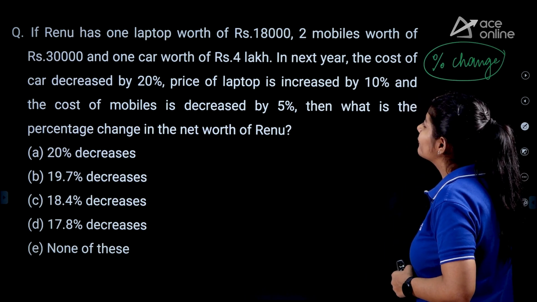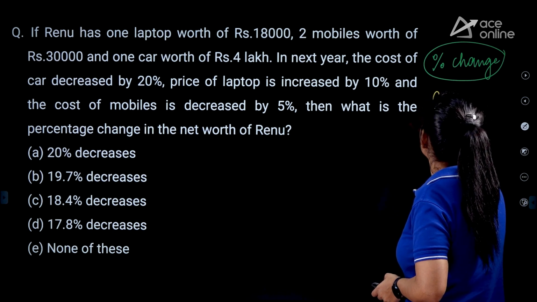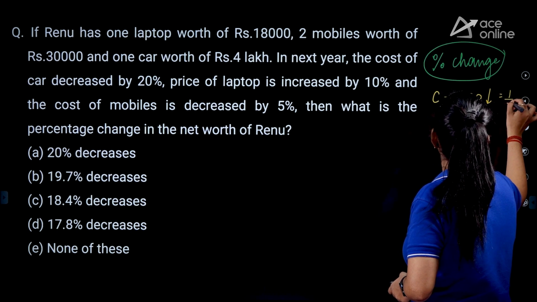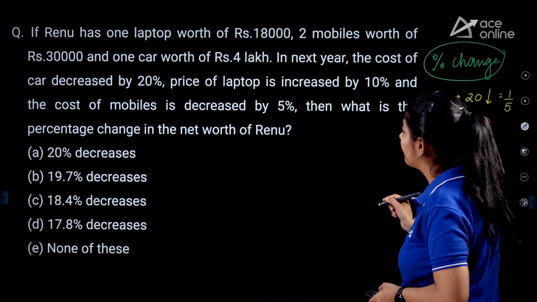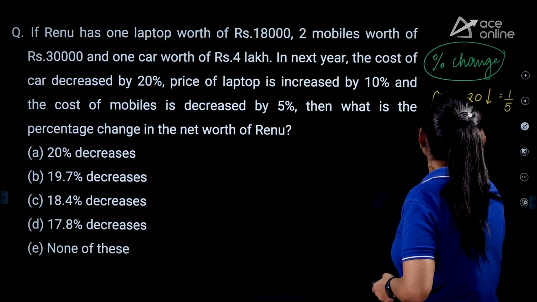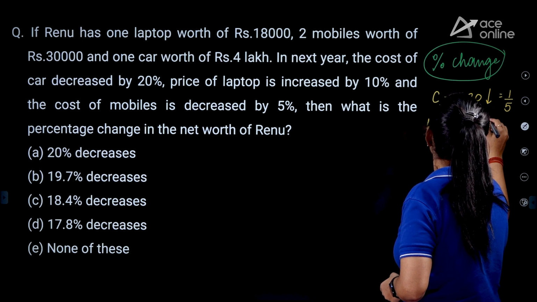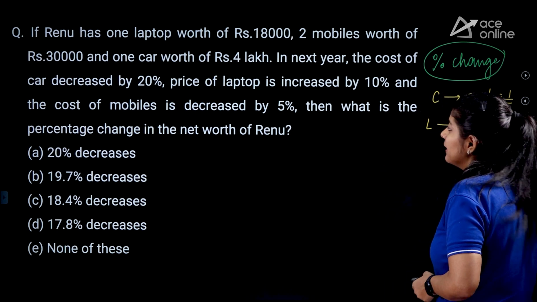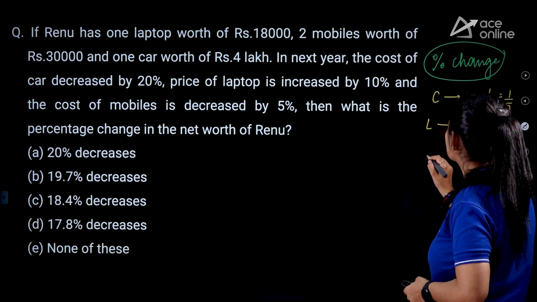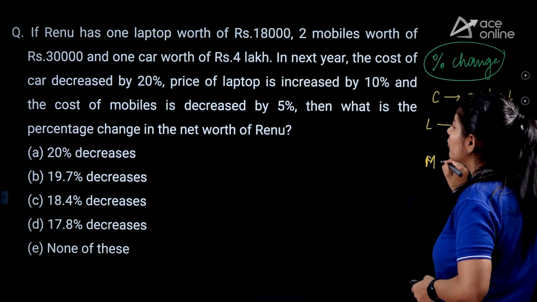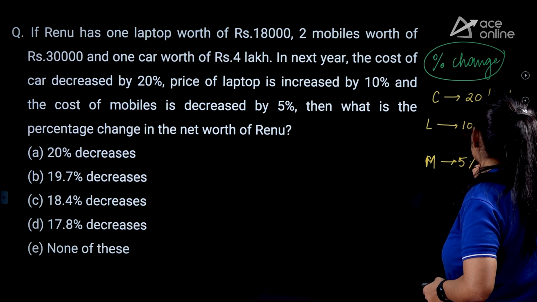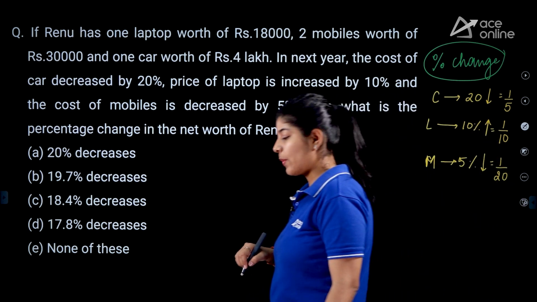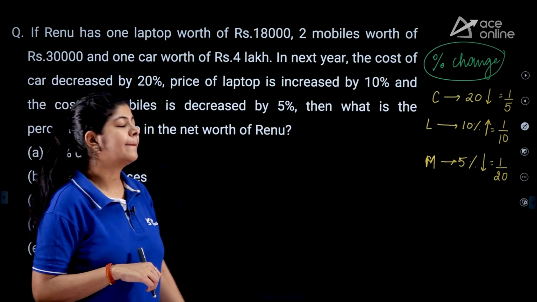Okay, so for the car, the value of the car is decreased by 20%, right? Or we can write it as 1 by 5. And the value of the laptop is increased by 10%. That means we can write it as 1 by 10. And the cost of mobile is decreased by 5%. That means we can write it as 1 by 20, right?